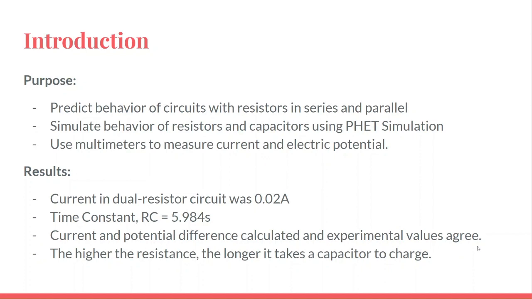So we're also going to be using multimeters within the simulation to measure current and electric potential, and the results being that the current in the dual resistor circuit was 0.02 amps, the time constant was 5.984 seconds, and the current and potential difference calculated and experimental values agree. And the higher the resistance, the longer it takes a capacitor to charge.